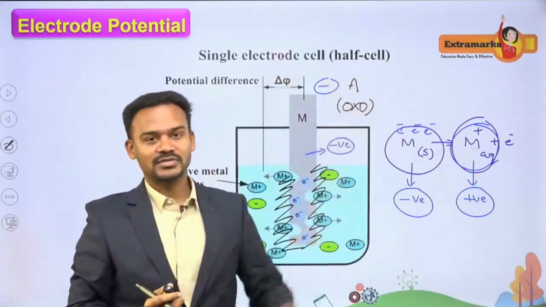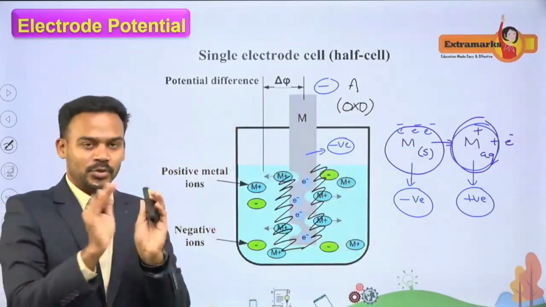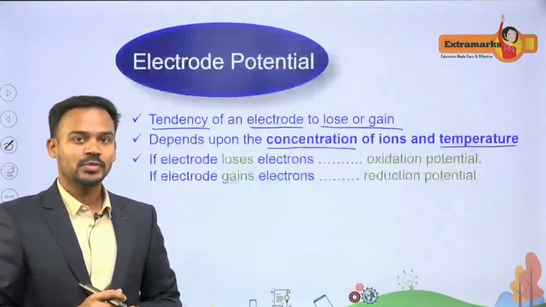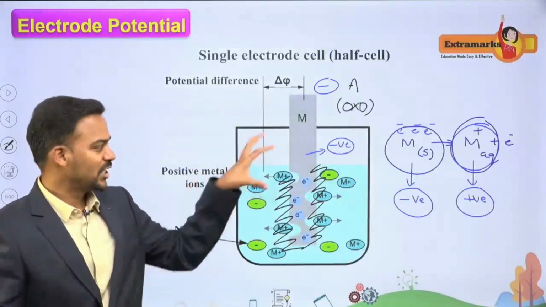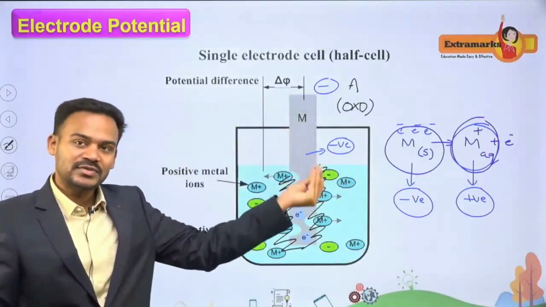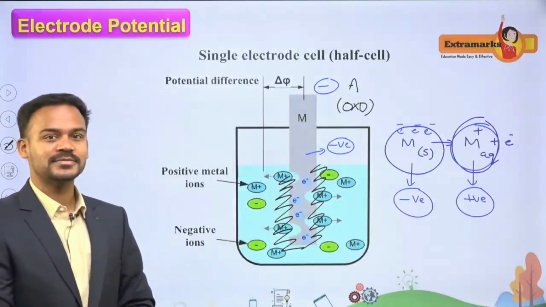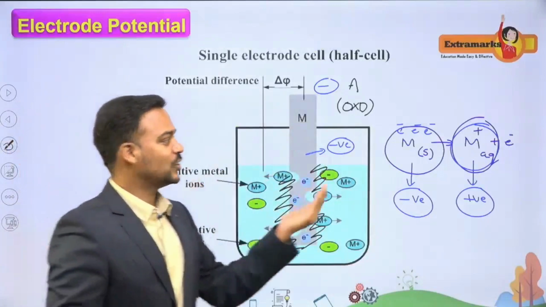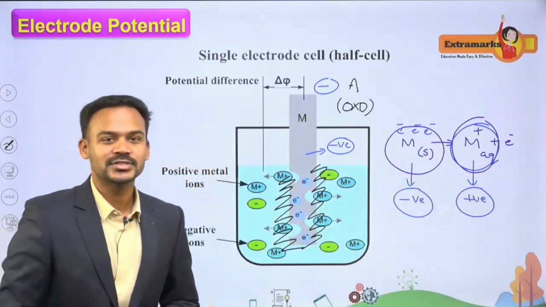Same goes with your reduction half cell. In the reduction half cell also, you have the positive ions and the negative, and that potential is called the reduction potential. So are you clear with this? What are electrode potentials? This is how the potentials are developed. The potential developed here is called oxidation potential, and the potential developed in the reduction half cell is reduction potential. So in an easier way, the tendency to lose electrons and the tendency to gain electrons is called electrode potentials.